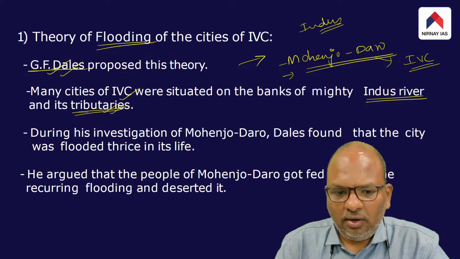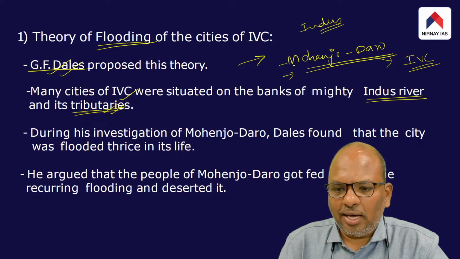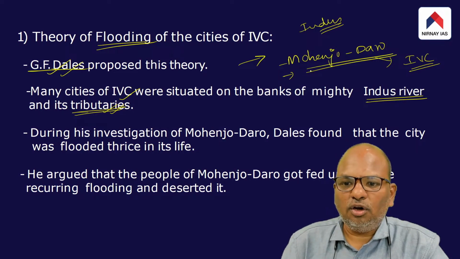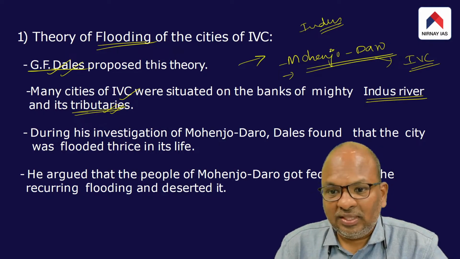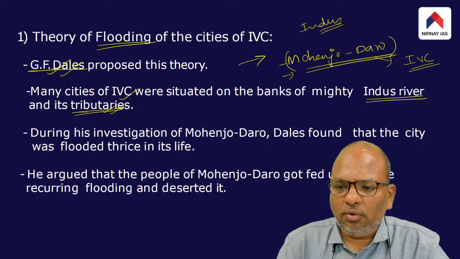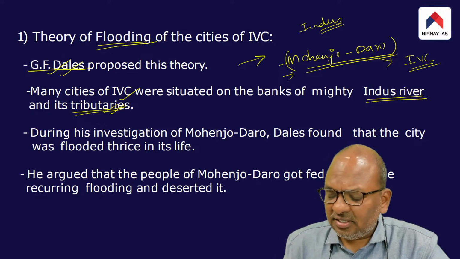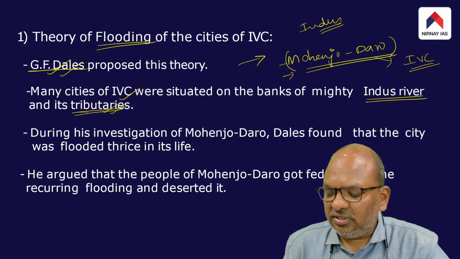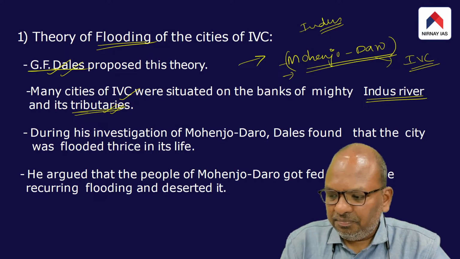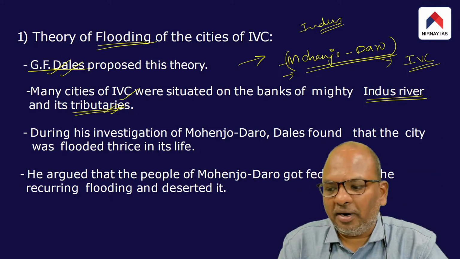Mohenjo-daro is located on the banks of the river Indus. During the excavations at Mohenjo-daro, G.F. Dales found evidence that the city was flooded thrice in its lifetime. So G.F. Dales suggested that the people of Mohenjo-daro might have got fed up with the recurrent phenomena of flooding, and hence they might have deserted Mohenjo-daro and moved to some other parts of India.